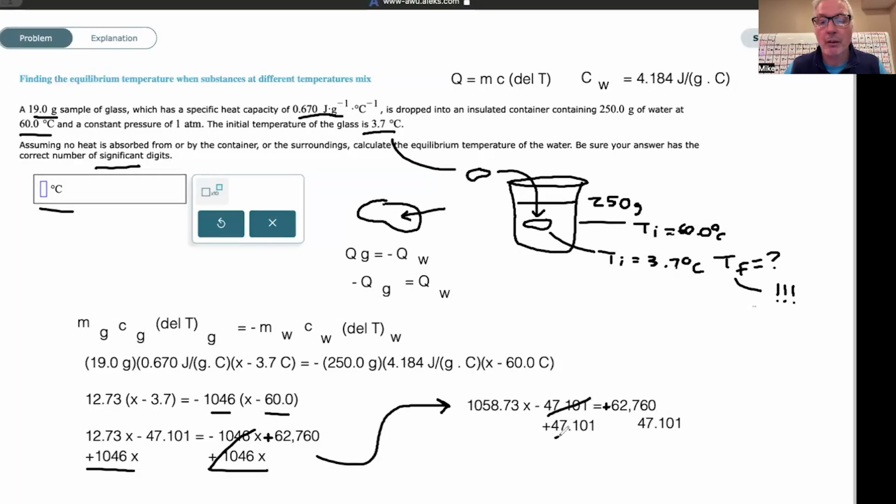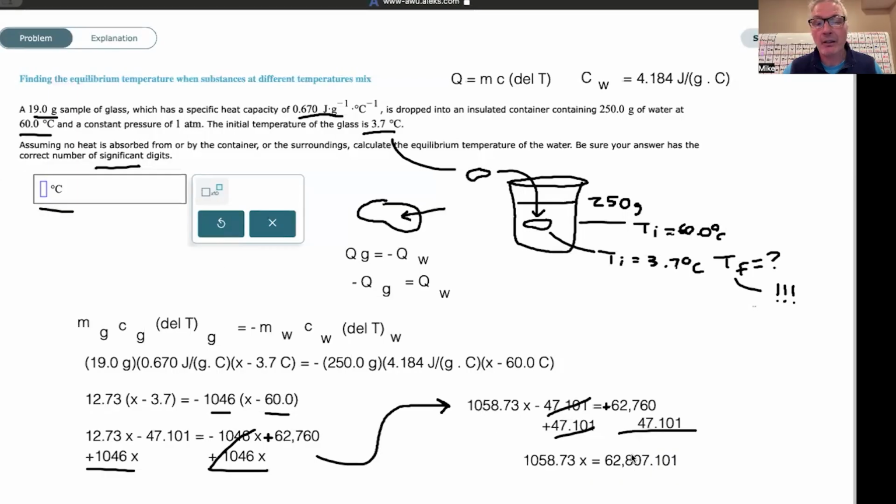So let's see what happens here. That gets rid of that. Add these two together. And finally, we're almost there, gang. 1058.73x equals 62,760 plus 47.101 is 62,807.101.